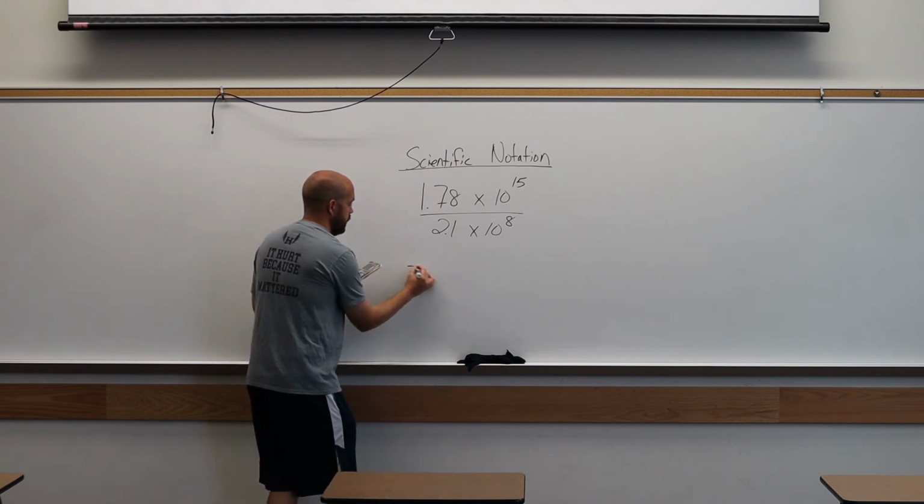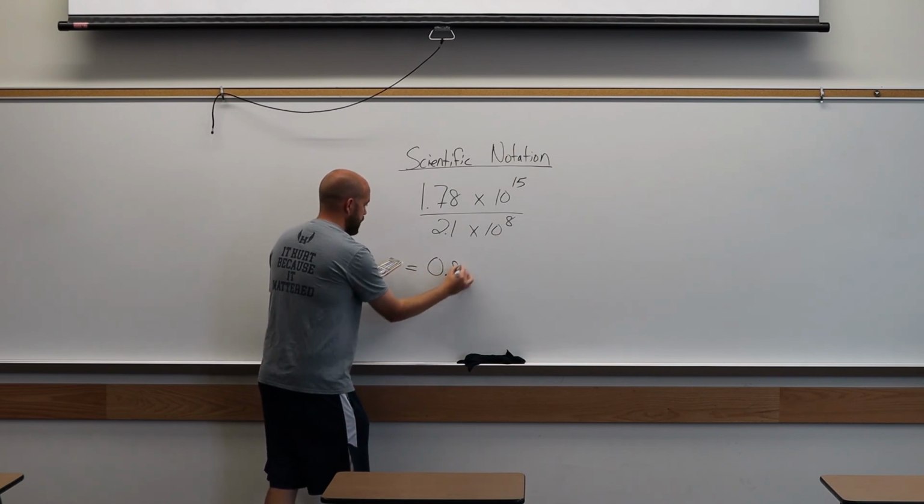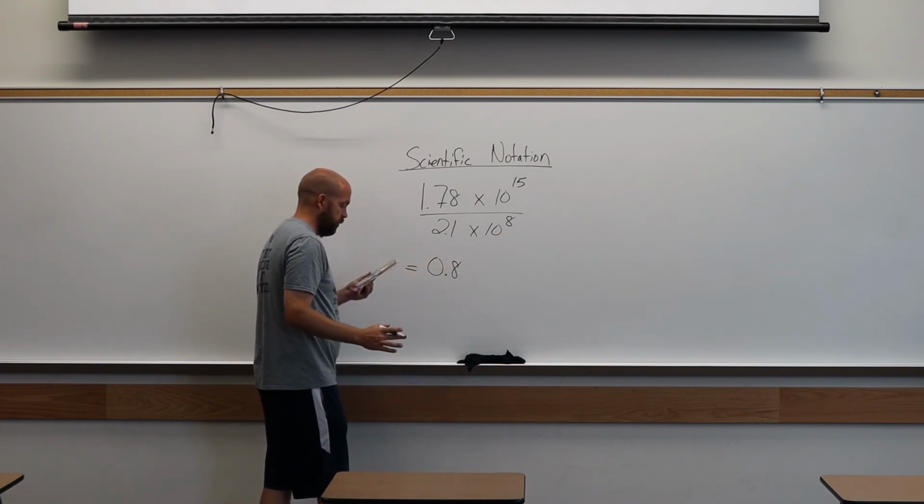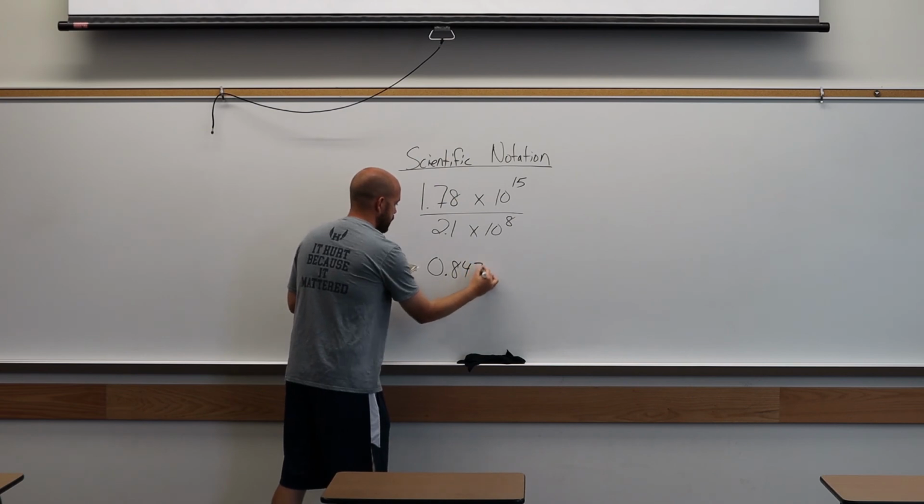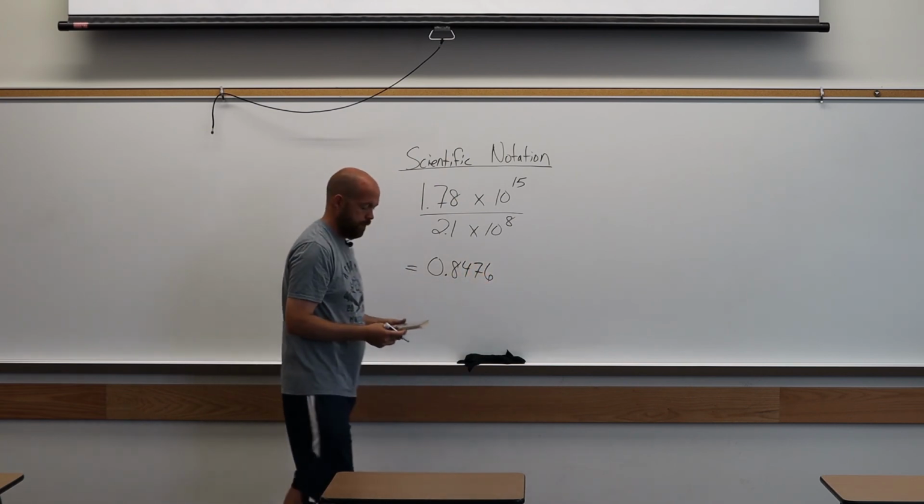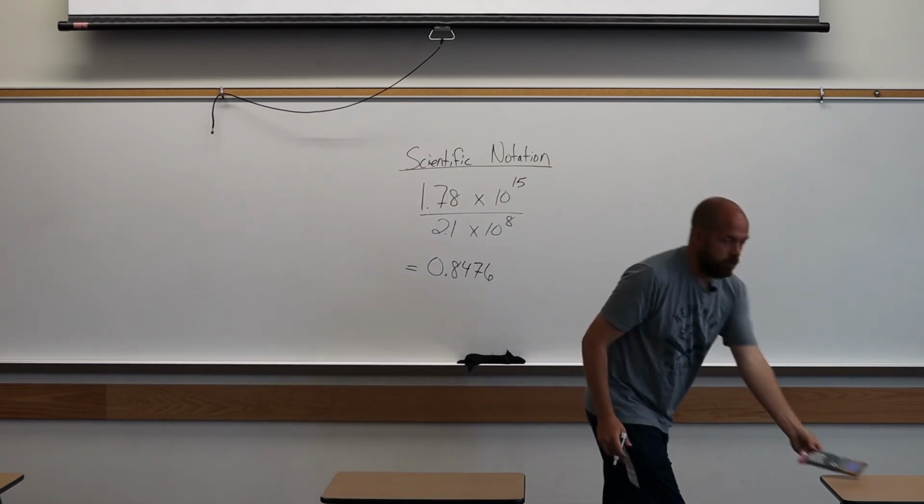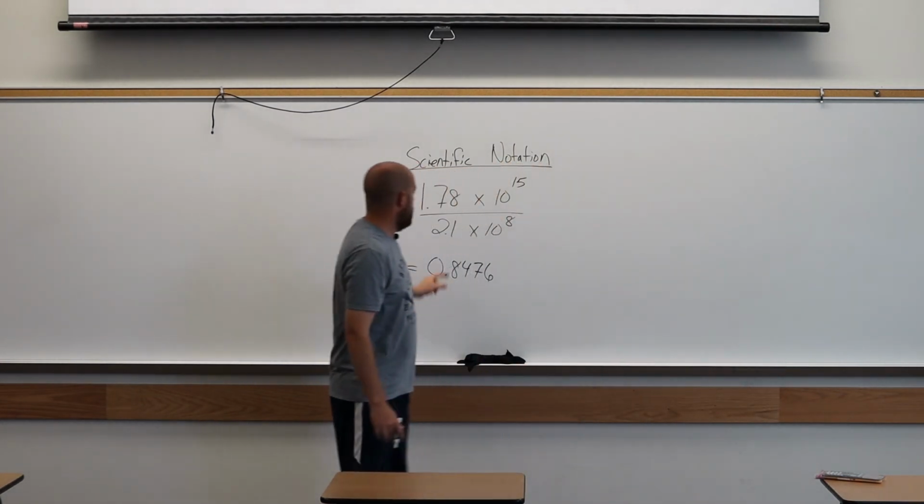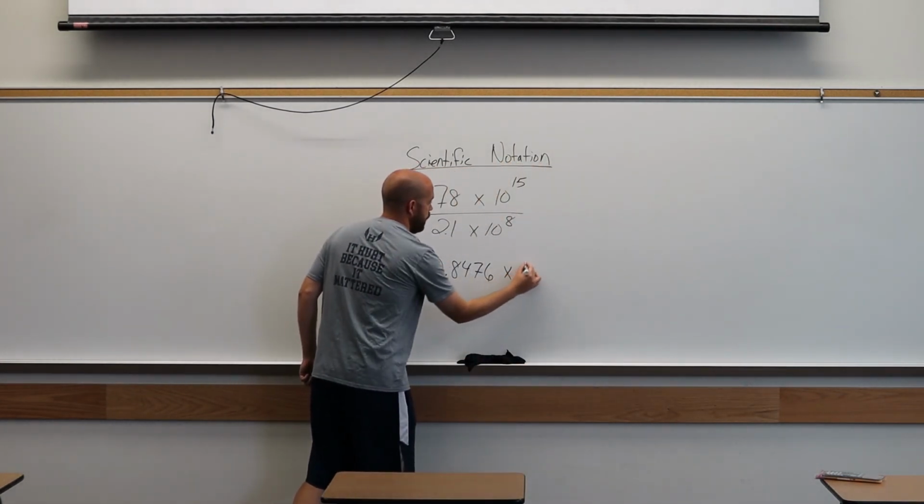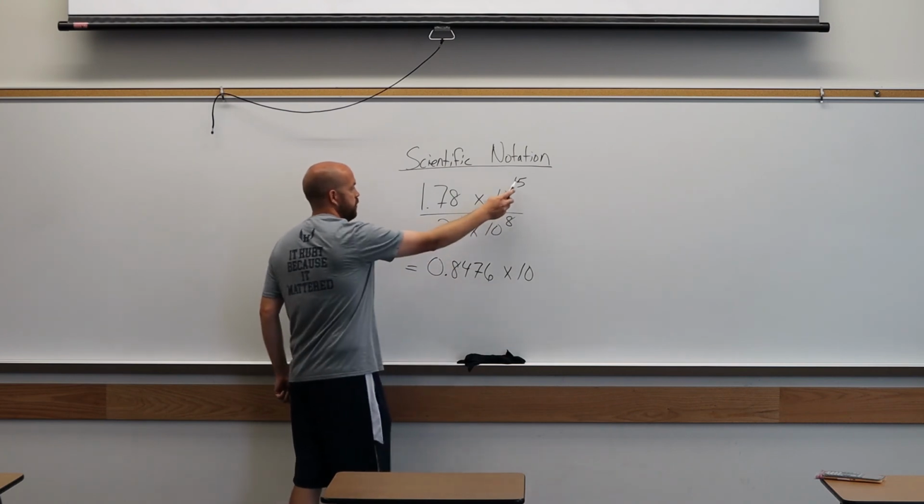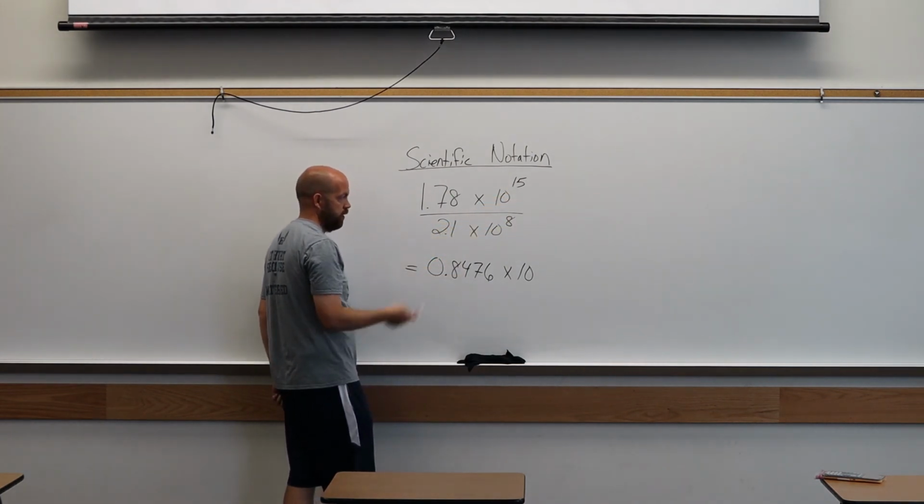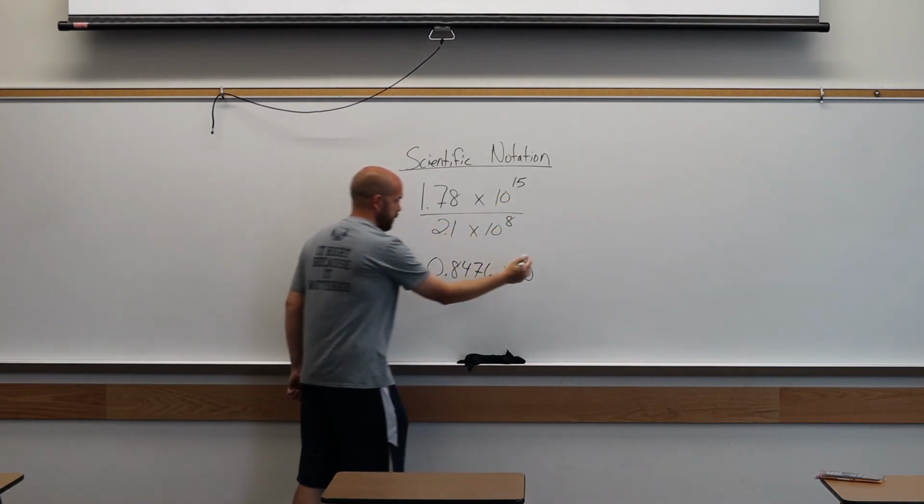So I've got 0.8. I'm looking to see where to round here. 476. Okay. It's a good spot. Good spot to round. Times 10 to the, I'm going to subtract these exponents instead of add them together because it's dividing. So that is 7th power.